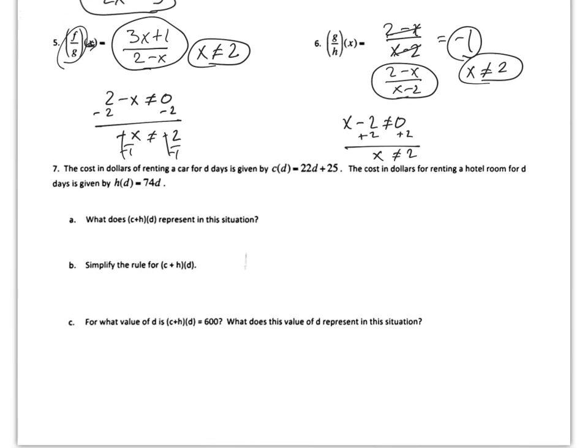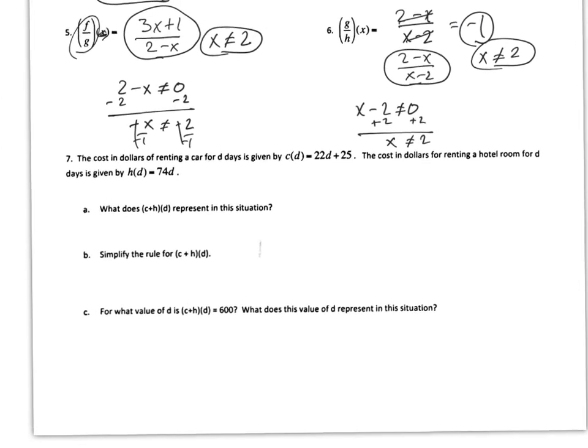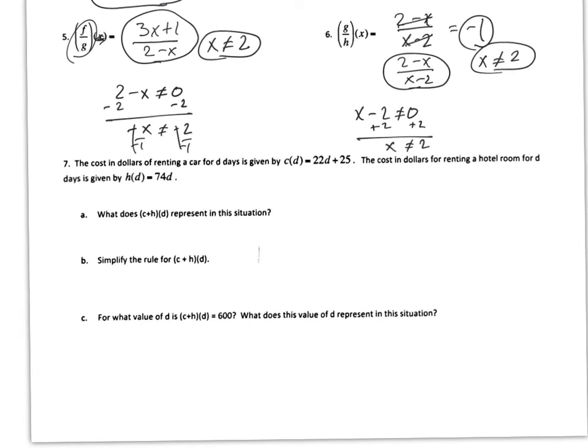This little story problem is nothing more than what we just did. It just has some words in it. So we're renting a car, and the car rental is 22D plus 25. And then we have a hotel room for D days is 74D. What does C plus H of D represent?